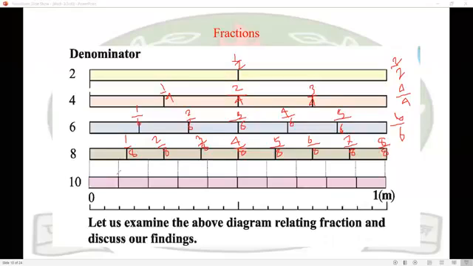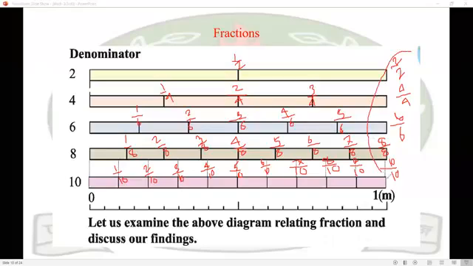We can write here this is 1 by 10, this is 2 by 10, this will be 3 by 10, 4 by 10, this is 5 by 10, this also 6 by 10, here will be 7 by 10, this is 8 by 10, this is 9 by 10, this is 10 by 10.